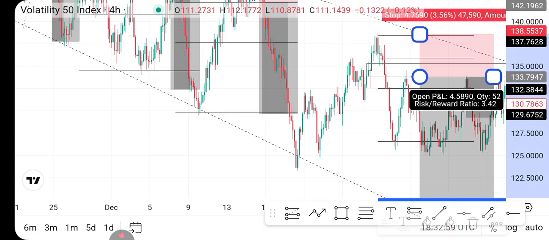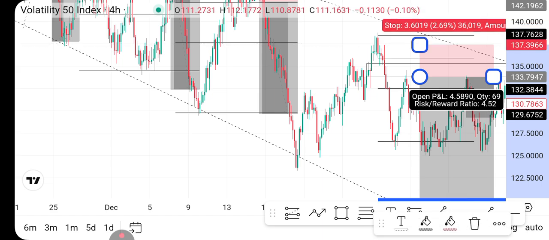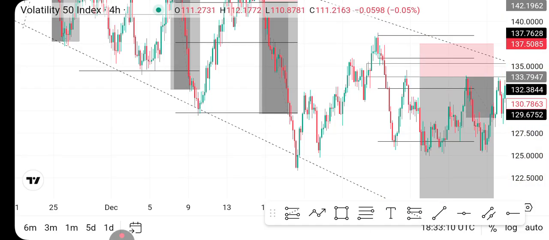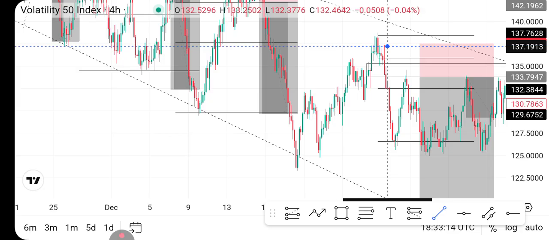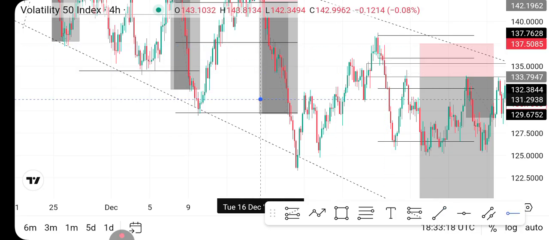Let me bring the SL down a little bit because market may not really get there. Let me put it above this. I'm putting it above this wick here. If you get it, above this wick.